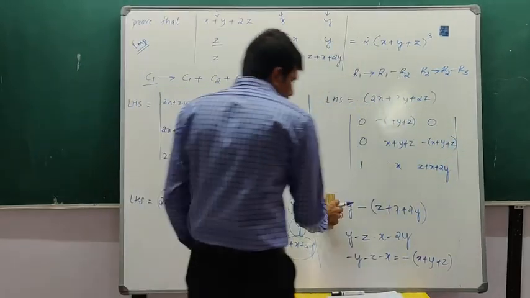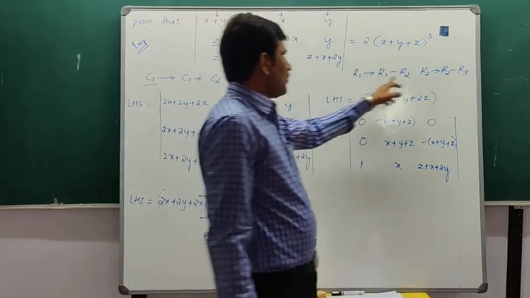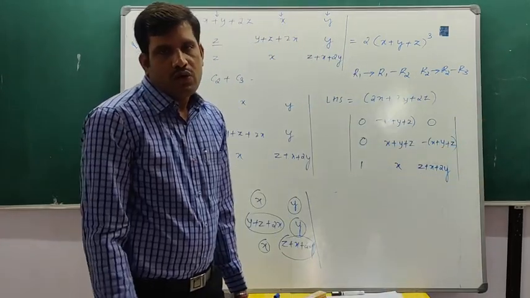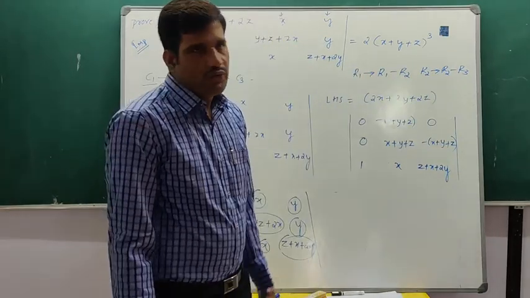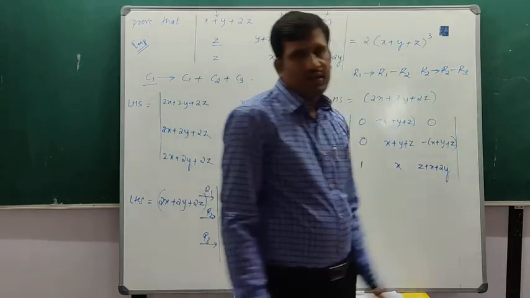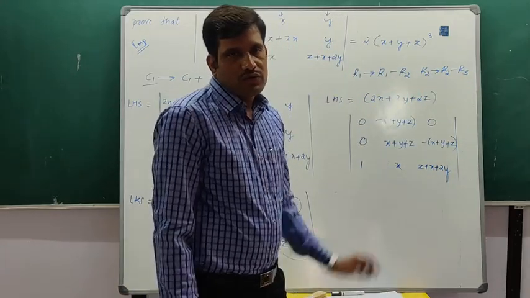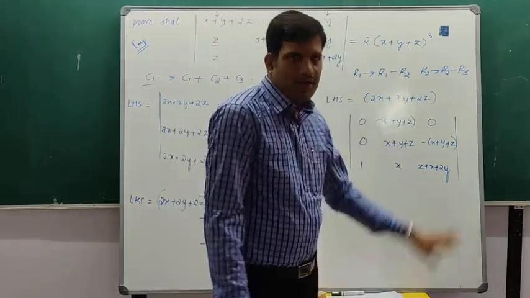Right? Now see, we have done the operation, that is R1 changes to R1 minus R2, R2 changes to R2 minus R3. So the elements of R1 should subtract with the elements of R2, and that answer we have to write in R1. Elements of R2 should subtract with elements of R3, and the answer we have to write in R2. That manipulation you can do in rough work, and the final answer you have to write here, right?